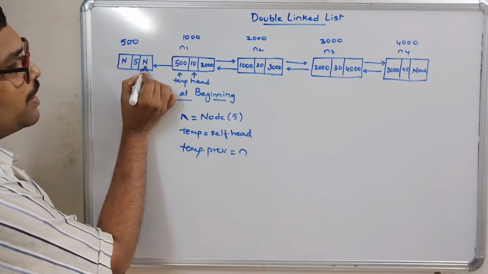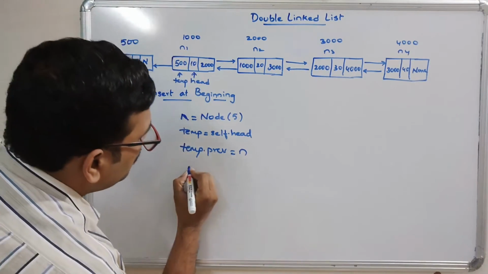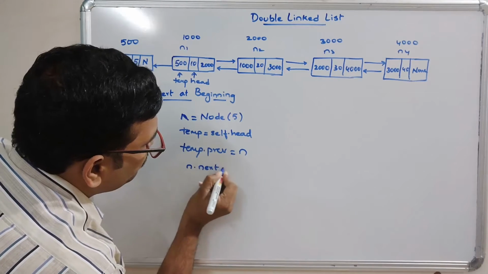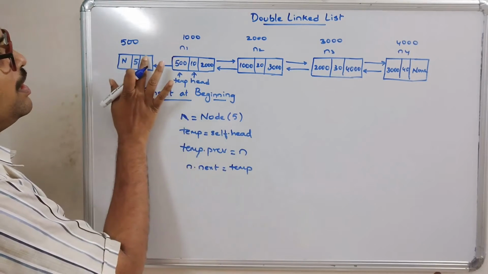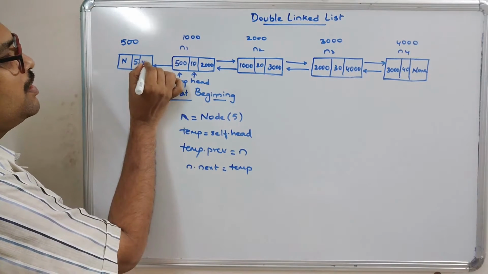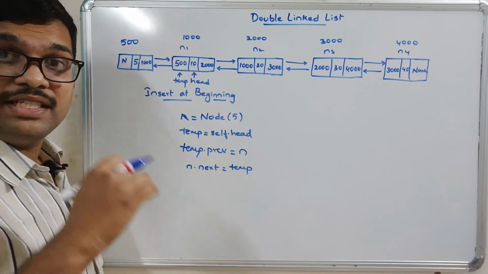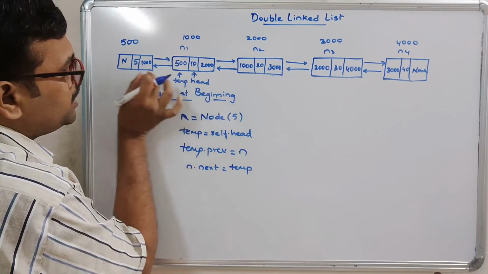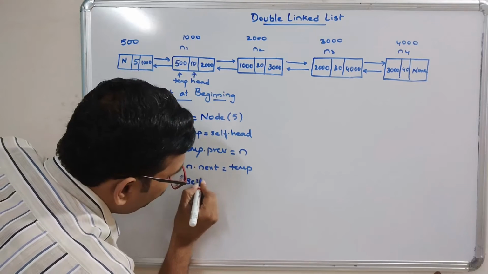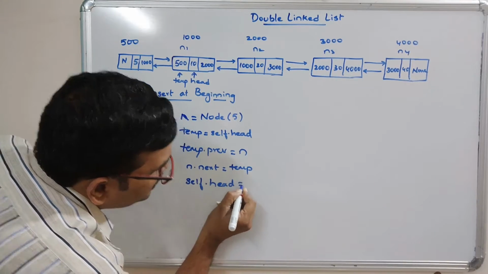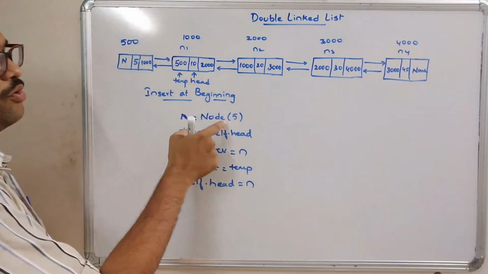Now we need to change this one, because we have to produce a link between the first node and the second node also. Now n dot next will be temp. So automatically this none value will be replaced with 1000, right? So the link will be generated. Now we need to change the head value. The head position should be changed to here. So self dot head is equal to n, because n is a node, right?